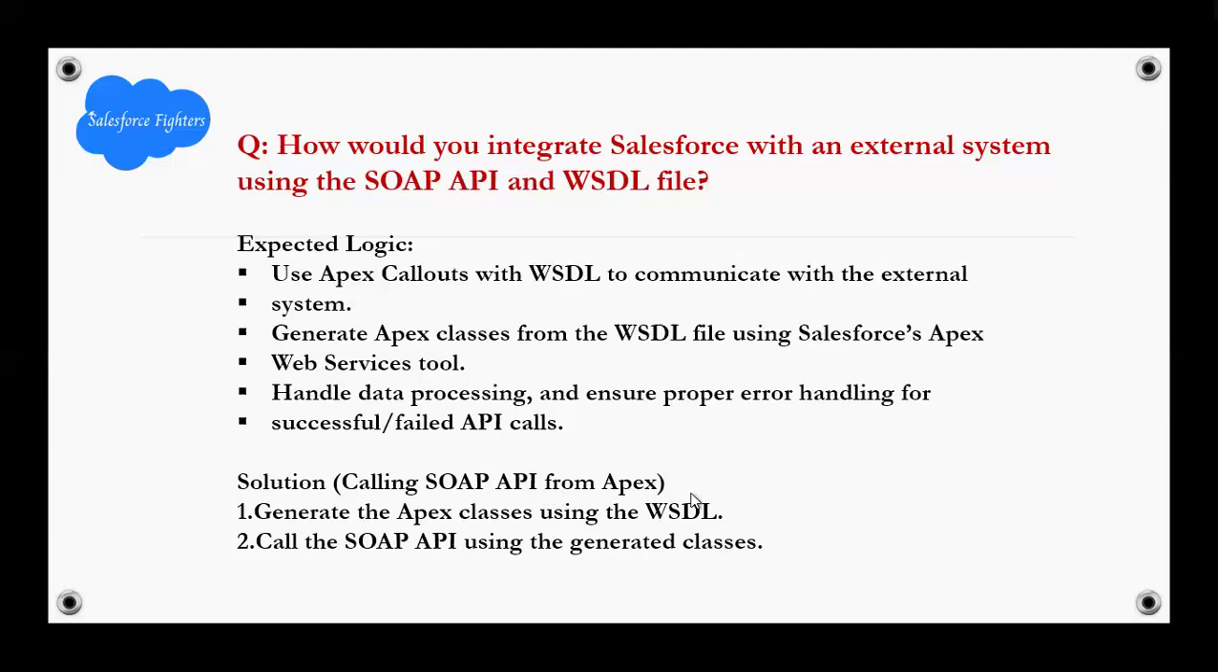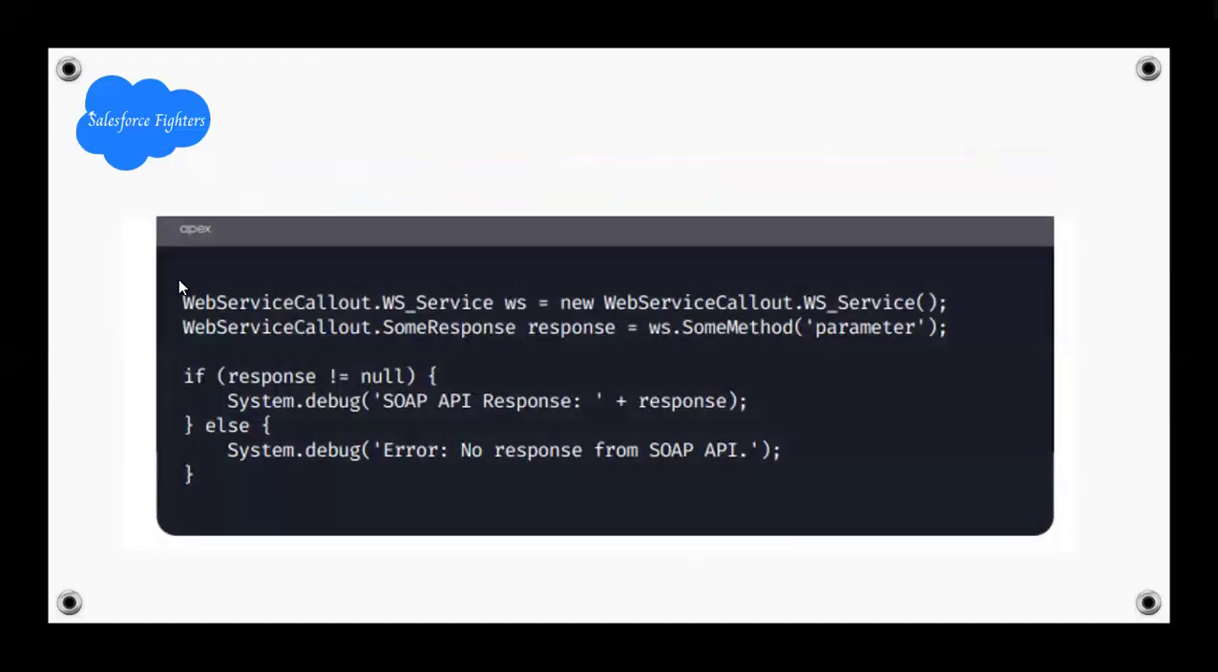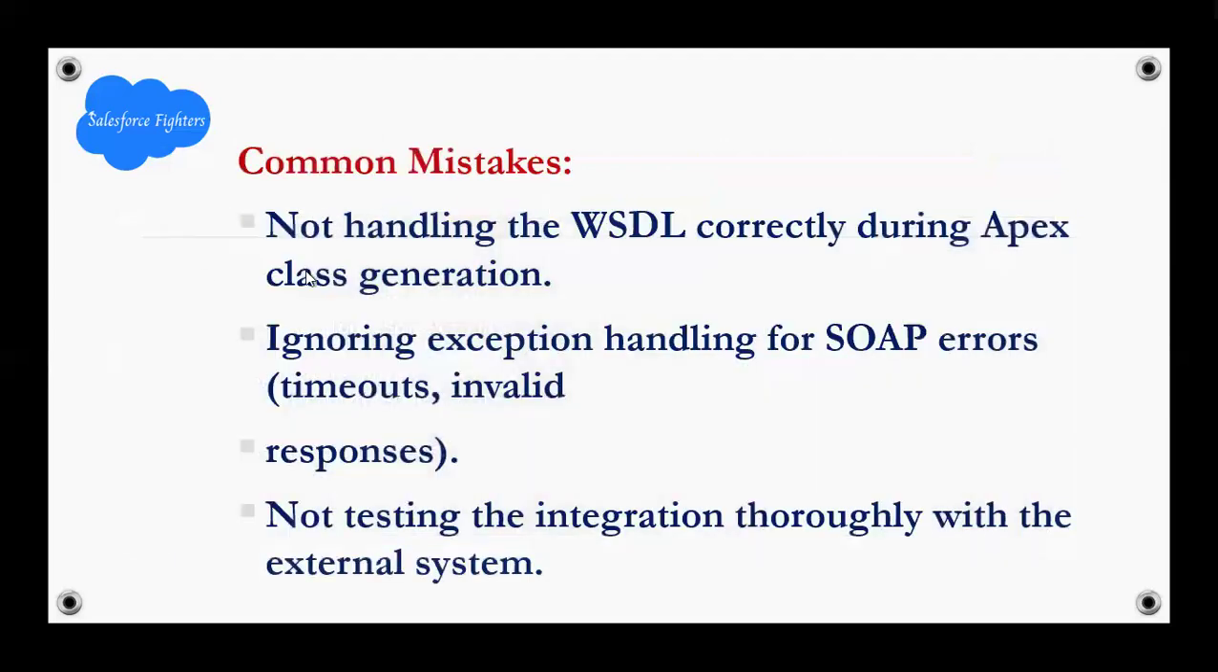Solution: Calling the SOAP API in Apex, generate the Apex classes using the WSDL, then call the SOAP API using the generated classes. Common mistakes: not handling the WSDL correctly during Apex class generation, ignoring exception handling for SOAP API errors, timeouts, and invalid responses, and not testing the integration thoroughly with the external systems.